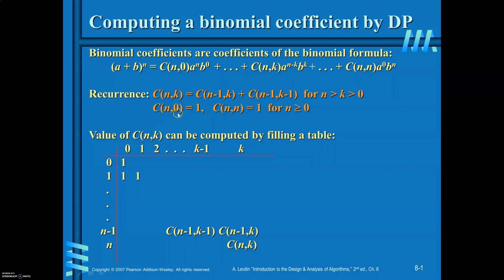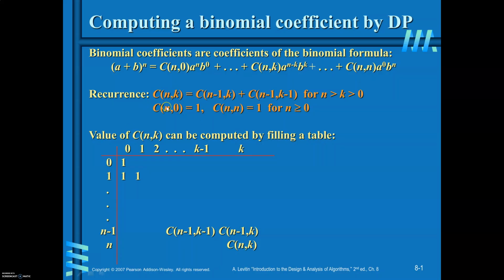Initial conditions for filling this table are C(n,0) equal to 1, C(n,n) equal to 1. Look here. Diagonal elements will be equal to 1 and the first column, that is the 0th column, is all equal to 1 irrespective of the i value. So I am taking i here to vary from 0 to n, and j is taking the value from 0 to k.